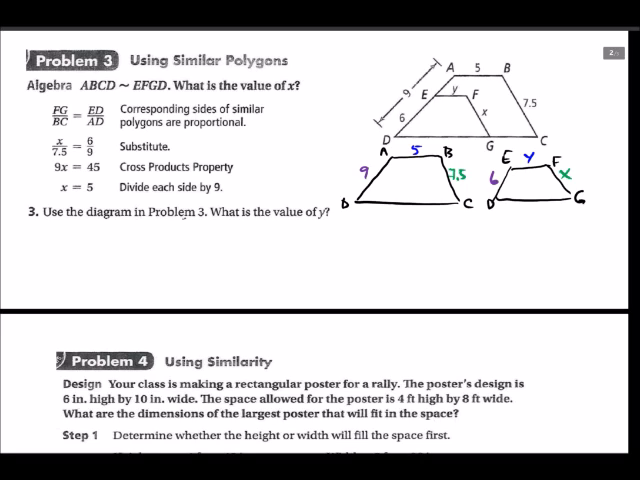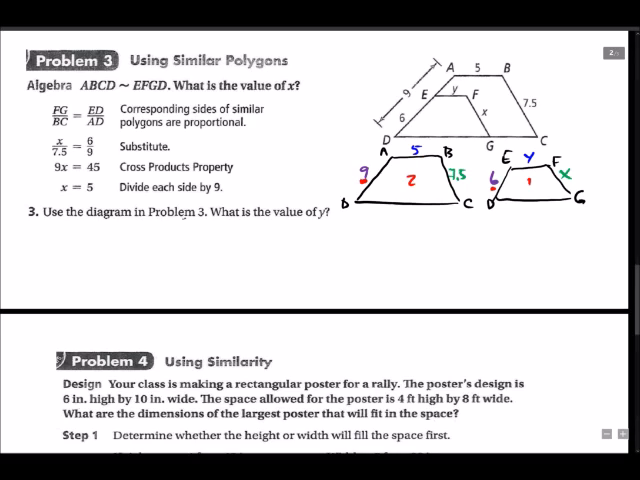And I know that my corresponding sides are proportional. So I need to find two sides that both have numbers. And right here, this side and this side have numbers. This is figure 1 and this is figure 2. Or we could do them backwards and put 2 on top and 1 on the bottom.